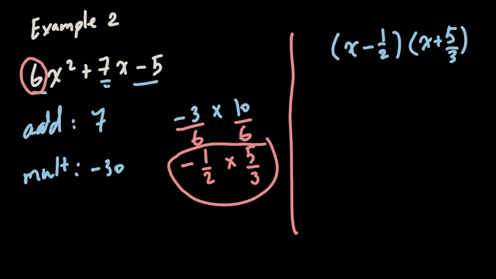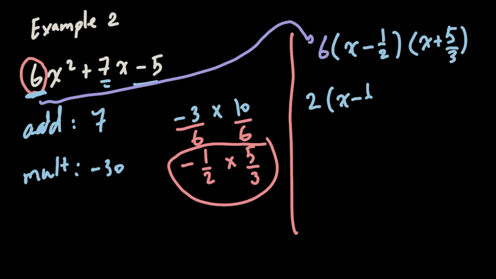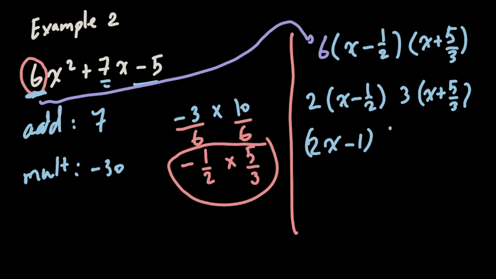Now there is one step remaining, which is the coefficient 6 here. We have to take it from here and put it here. Now we are done, but we have to simplify. So 6, we can write as 2 multiplied by (x minus a half), and 3 multiplied by (x plus 5/3). So here we will have 2x minus 1 when we multiply with the 2, and here we will have 3x plus 5.